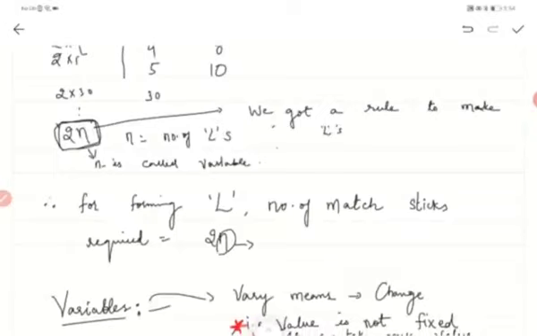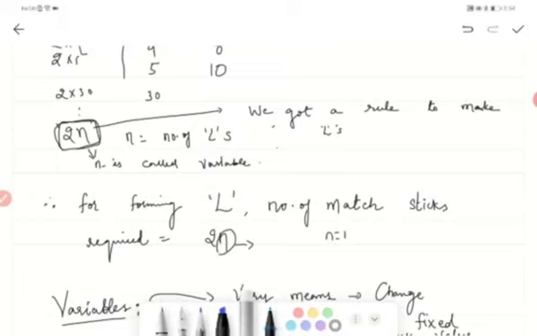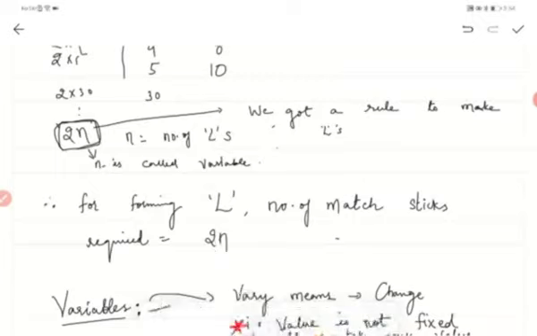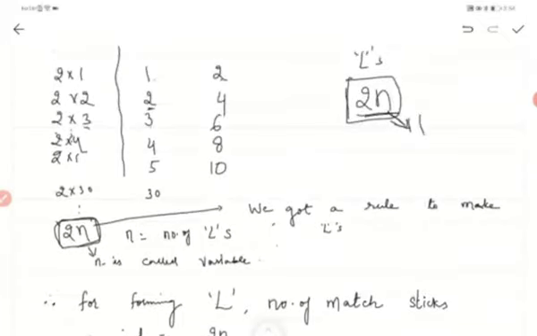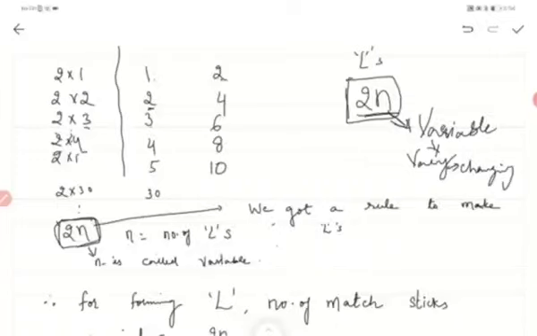Sometimes you want to make one L pattern, so you take n equal to 1 at that time, and you'll need two matchsticks to make one L, right? So depending on our situation and our need, this variable n will hold different values. It is changing, it is not constant. The name itself, variable, suggests it: vary means changing. It will hold a certain value, but it is changing, it is not fixed.